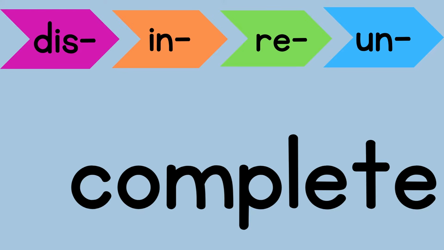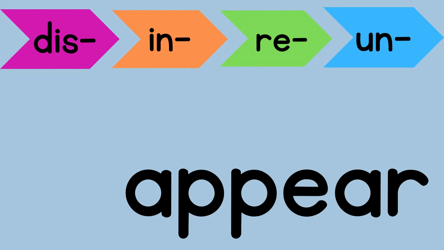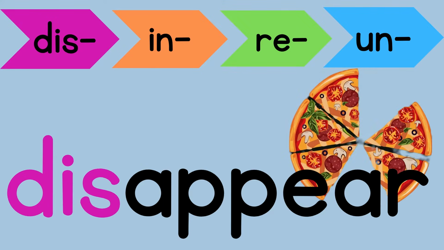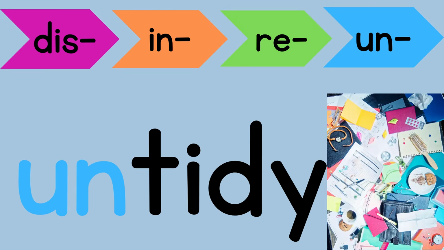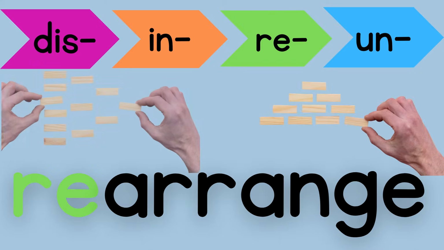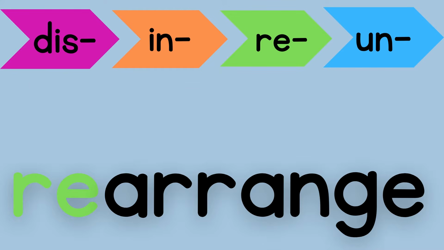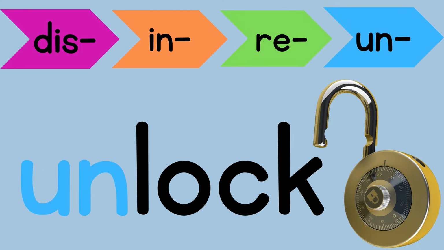Complete. Which prefix goes with this word? Incomplete. Appear. Which prefix goes with this word? Disappear. Tidy. Which prefix goes with this word? Untidy. Arrange. Which word means to arrange it again? Rearrange. Lock. Which word means to not lock? Unlock.